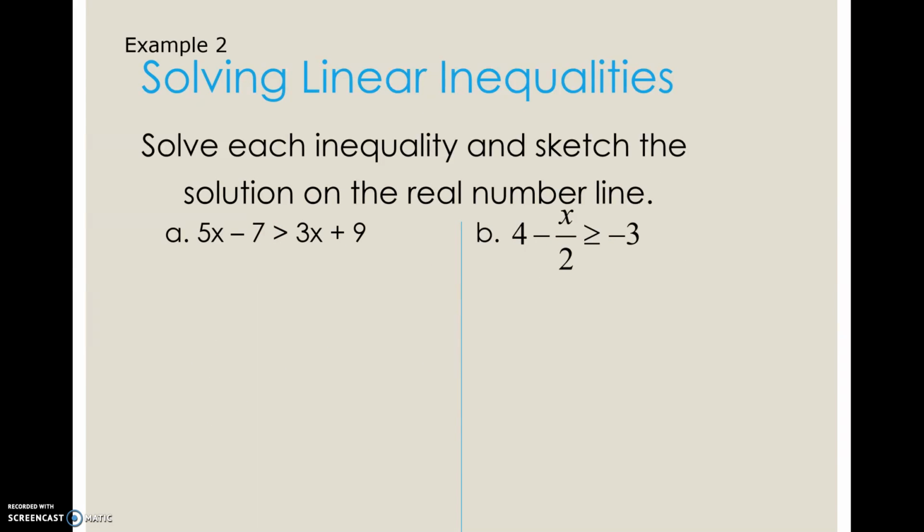Solving linear inequalities. This time we need to solve and then graph the solution on a number line. So solve this just like an equation. There's just one tiny little trick. Do you remember the trick with inequalities? You flip it when you multiply or divide by a negative. If you don't multiply or divide by a negative, you don't flip anything. So on A, we would need to subtract 3x on both sides or subtract 5x on both sides. It really wouldn't matter. And then we would add 7 on both sides.